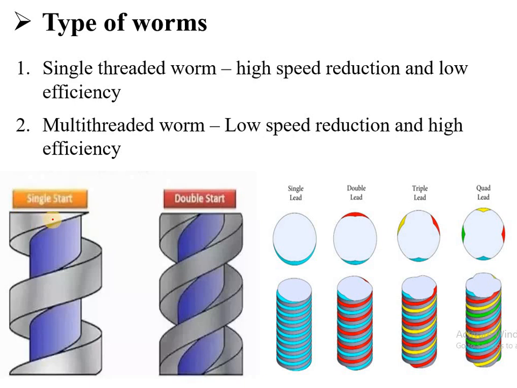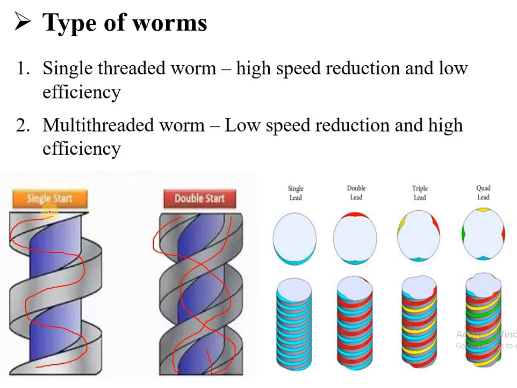Now the single threaded worm, also called a single start worm, has a single start provided to the worm. You can see that when the thread starts it moves, and this is the path generated by this single threaded worm. Now in the case of double threaded, here you can see this is the path, and at the same time simultaneously this is the path of the other thread. So there are two starts provided over here.